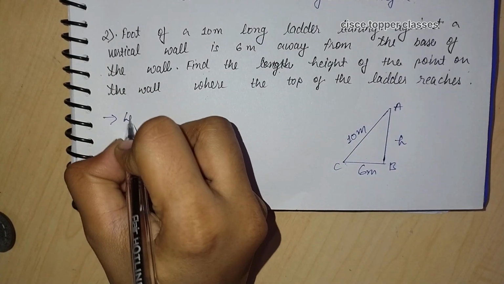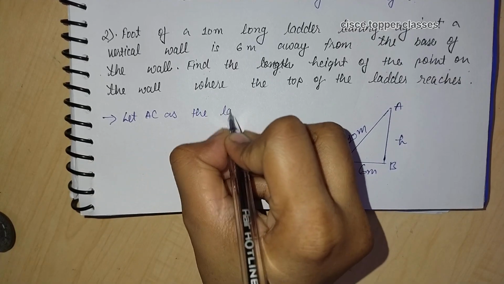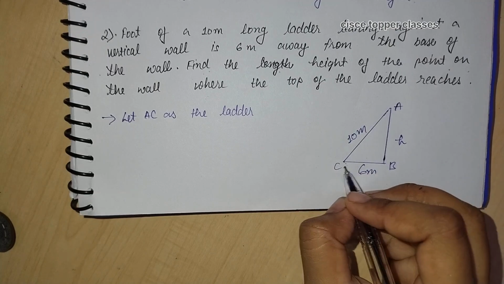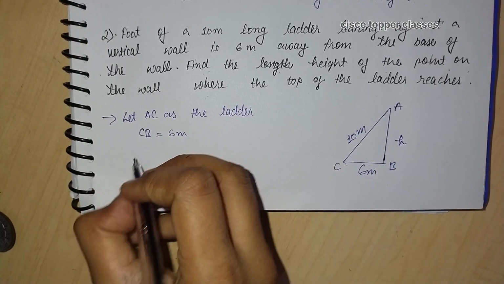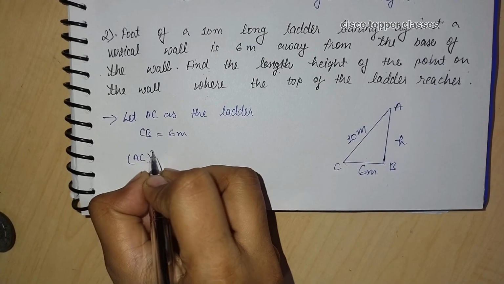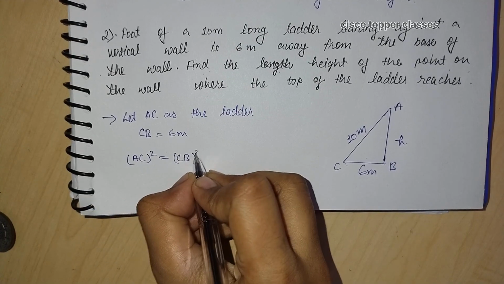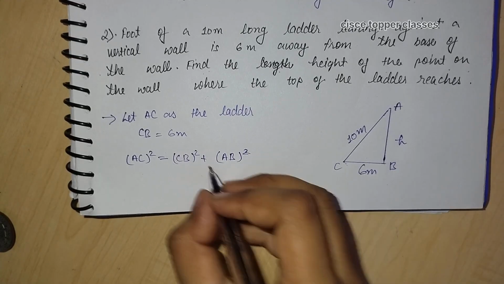So we can simply let AC be the ladder, which is 10 meters, and here CB, the base, is 6 meter. So we can write AC whole square as hypotenuse square equals base whole square plus AB whole square. Here we have to find the value of this altitude AB.